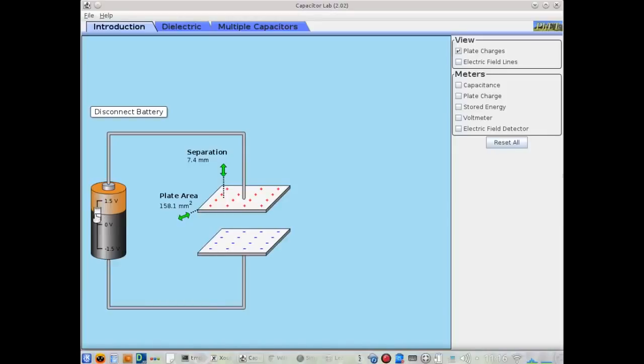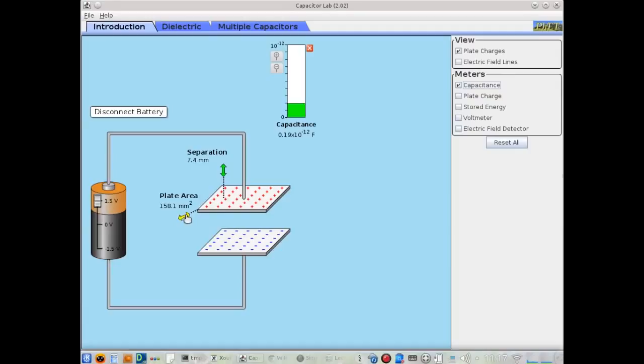Okay, let's see what happens to capacitance. So I'm going to crank this battery all the way up to 1.5 volts, and I'm going to put a little meter on here that is a measurement of the capacitance of the parallel plate system. Now, you could go ahead and calculate this yourself. You could use the known value of epsilon naught, which is a constant of nature. You could multiply it by the area of the plates, which for this setting is 158.1 millimeters squared.